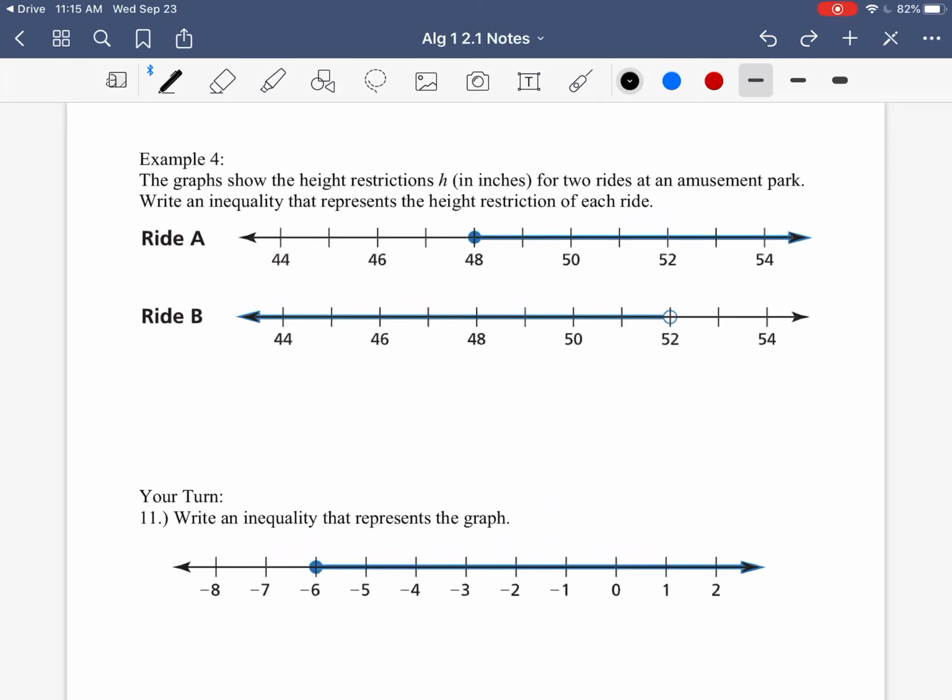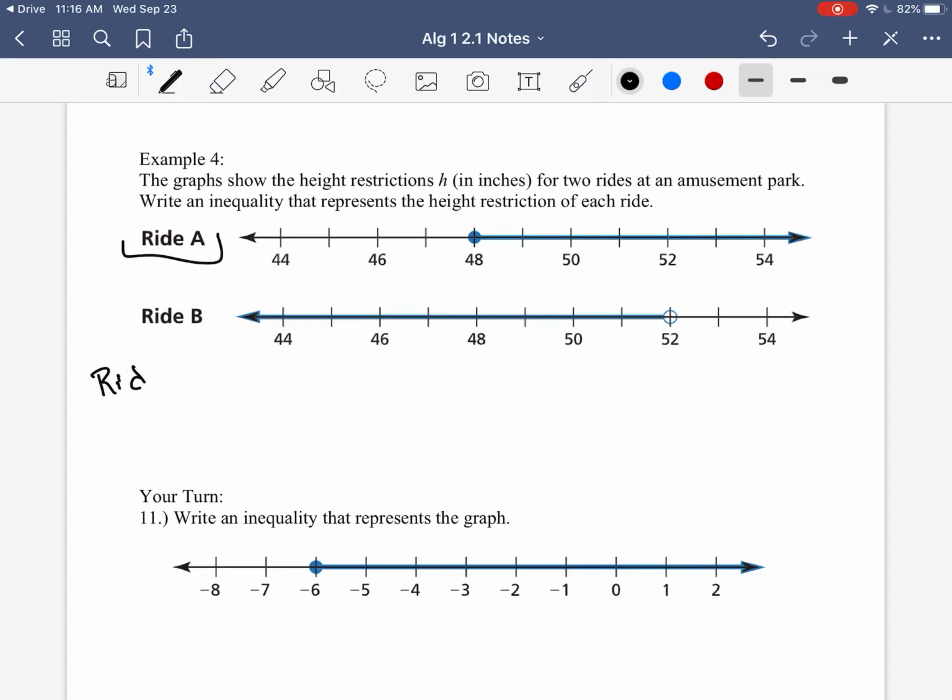All right. Okay, so now we have one more. Now we just need to go from a graph to the inequality. So here we have: the graph shows the height restrictions for 2 rides at an amusement park. Write an inequality that represents the height restrictions for each ride. So I need to write one for ride A.